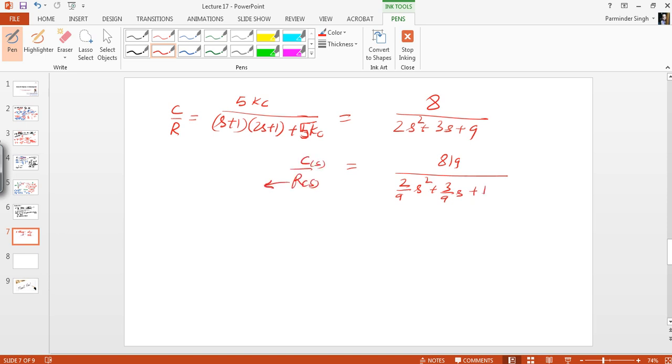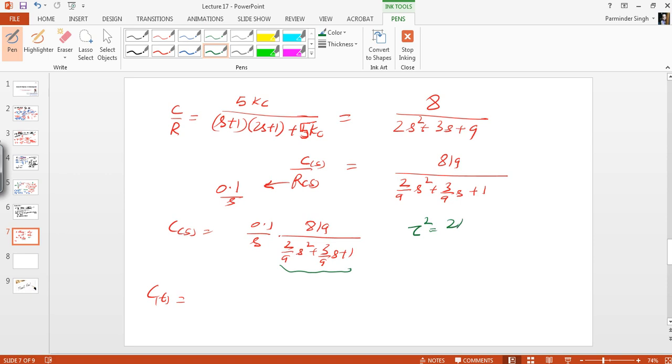Now we are given a step input of magnitude 0.1, so C(s) will be 0.1 over s into (8/9) over ((2/9)s² + (3/9)s + 1). So we can find out C(t). Now in order to find C(t), we know this is a second order system. For a second order system, let's find out zeta first.